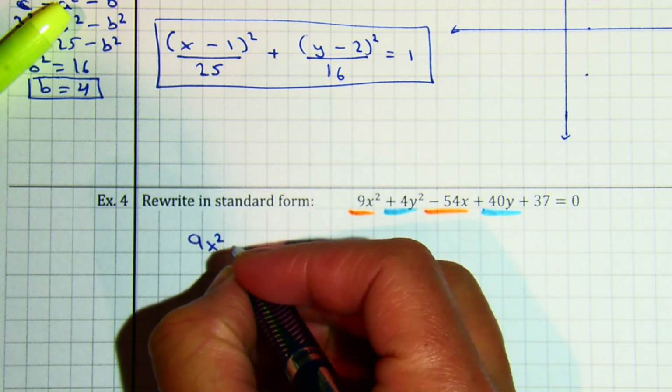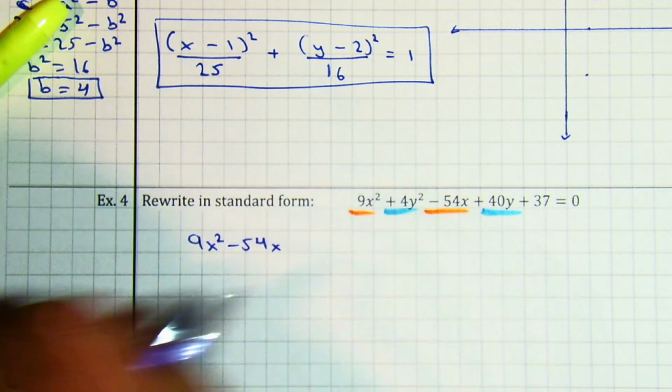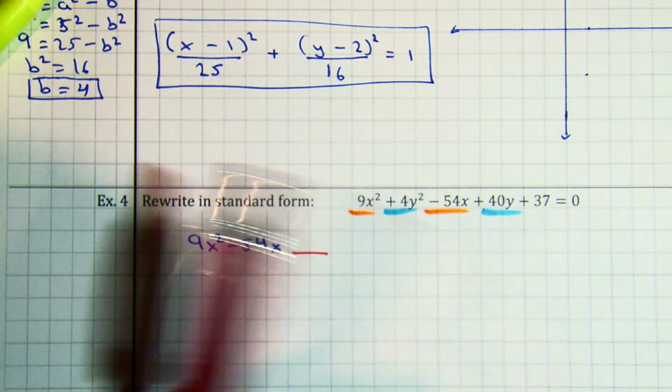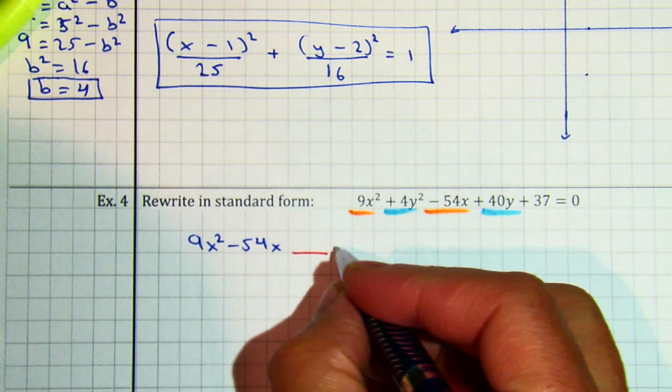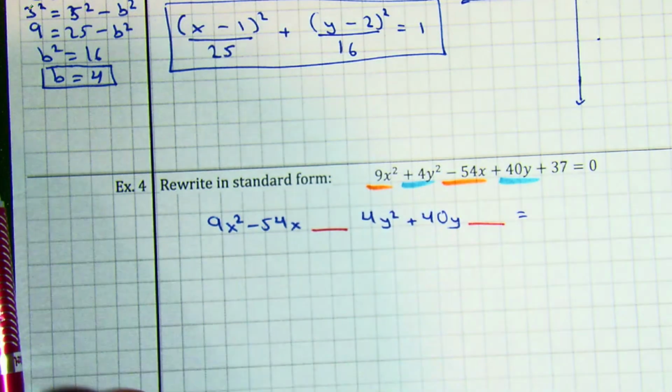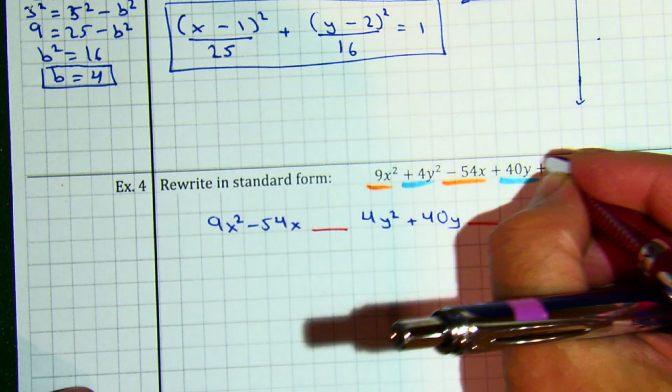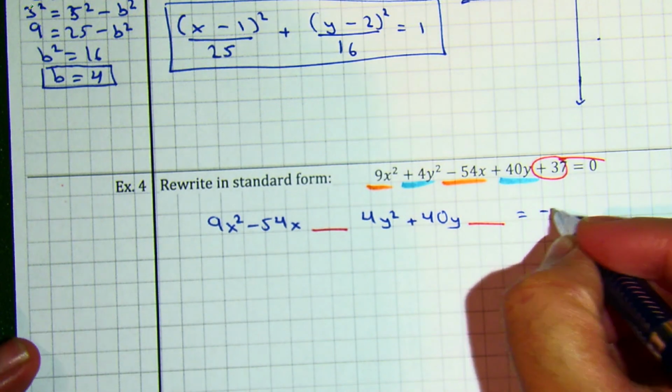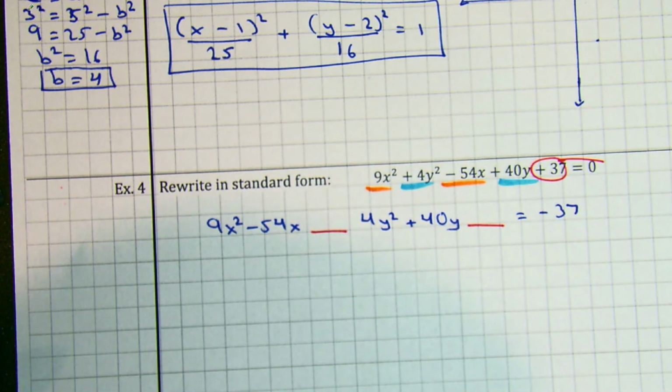9x squared minus 54x. Leave some space. And add the y's. 4y squared plus 40y. Leave some space so we can complete the square. And now we can move the 37 to the other side, becomes a negative 37. Many students forget to change the sign, or you can do minus 37 on both sides.